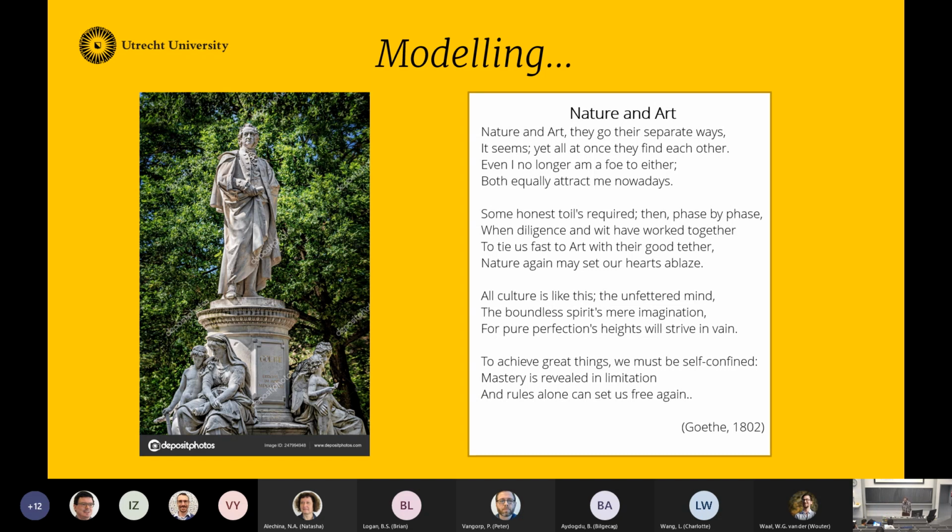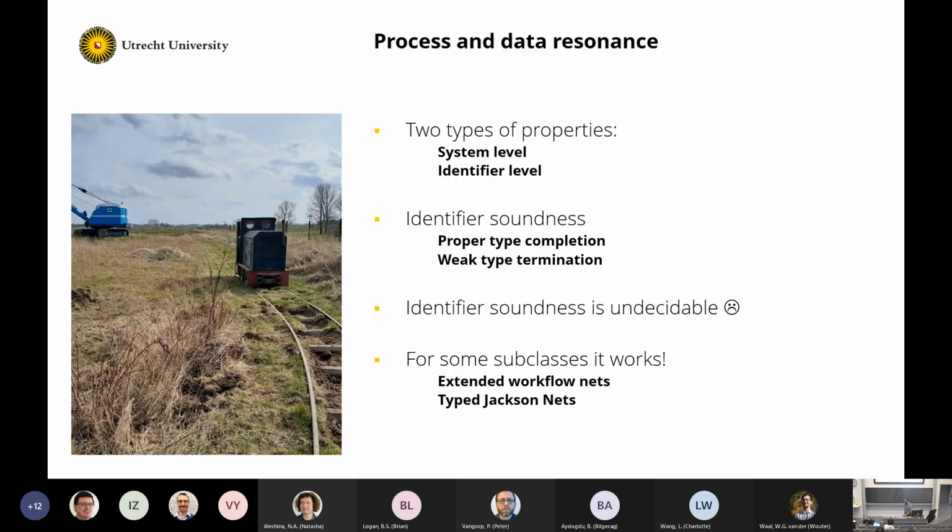But you have to know what are your limitations. And that makes a master. So that is the poem of Goethe that I always say, well, this is modeling. This is what you should take into account if you start modeling. At least it's to know your classics and how to apply them and when to apply them. And that's it. So that's process and data resonance.